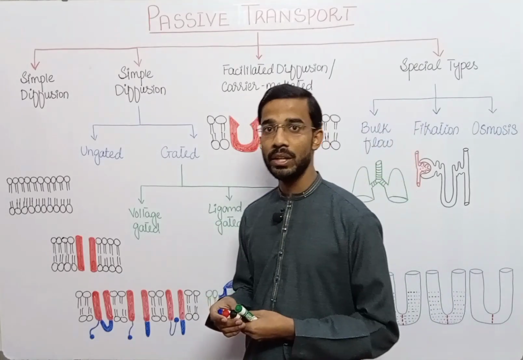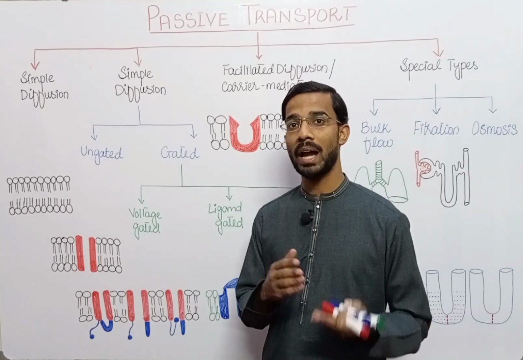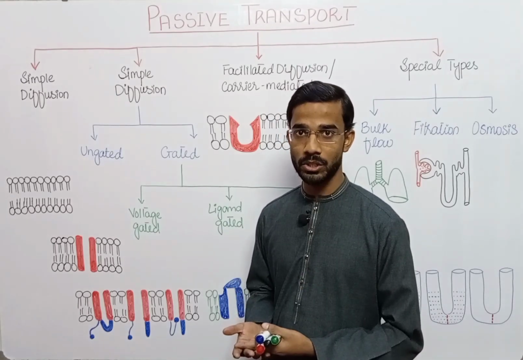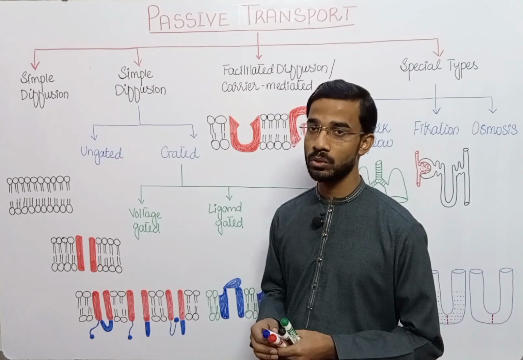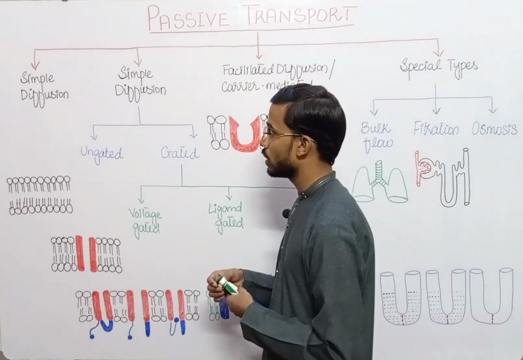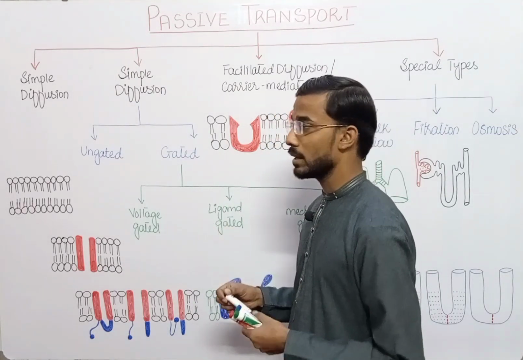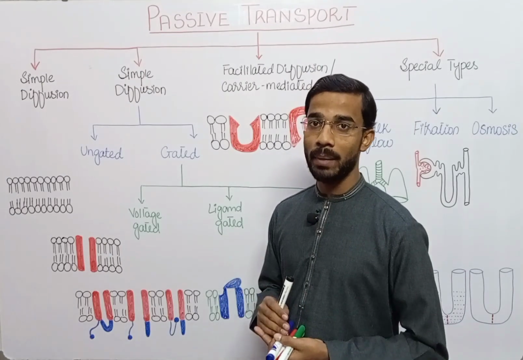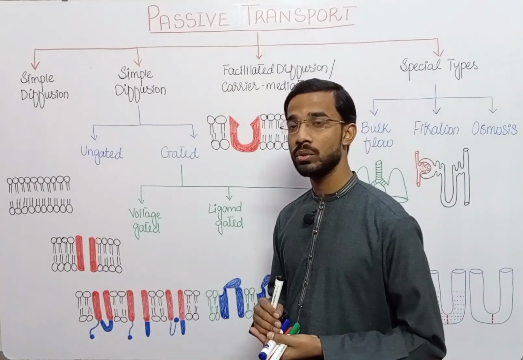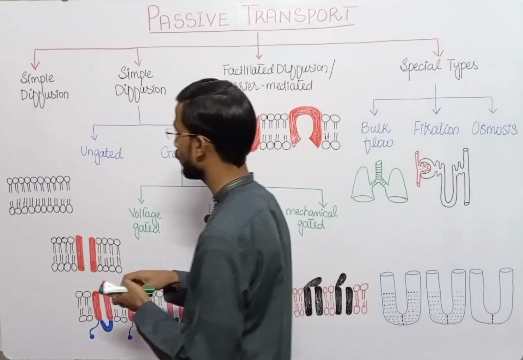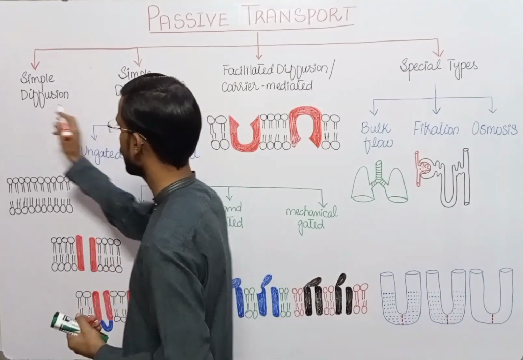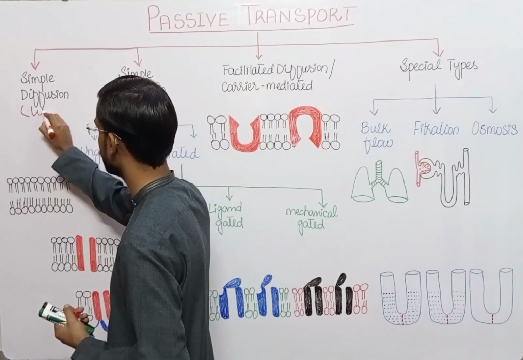Simple diffusion is that in which the molecules move from higher concentration to the lower concentration without any use of energy. So, simple diffusion can occur through either lipids or through protein. First of all, we will discuss the simple diffusion by the lipid.